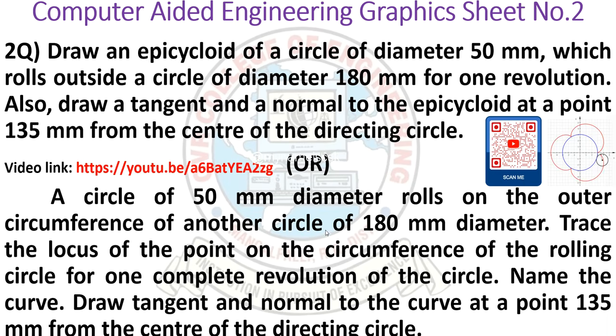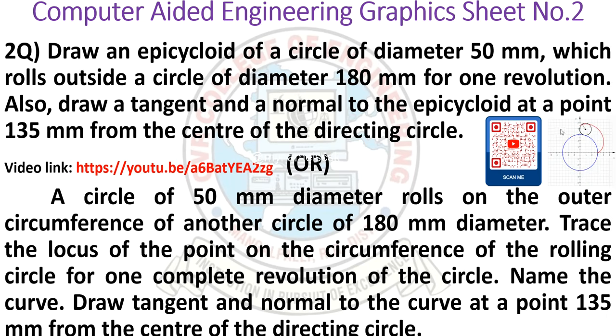The same question can be asked in another manner. Here they haven't mentioned the term epicycloid, so they are asking us to name the curve. In this problem, a 50 mm diameter circle rolls on the outer circumference of another circle. If you see the term outer, then we know it is rolling outside the 180 mm diameter circle. We have to trace the locus of a point on the circumference of the rolling circle for one complete revolution.